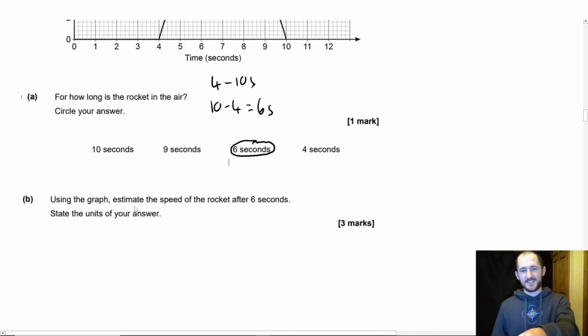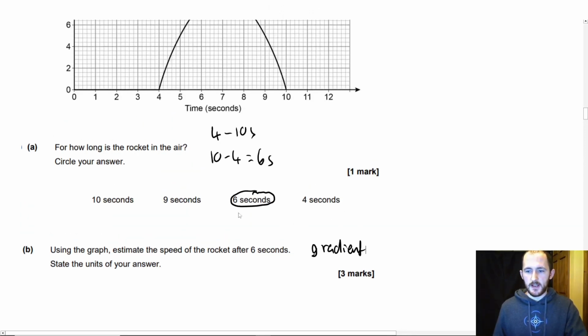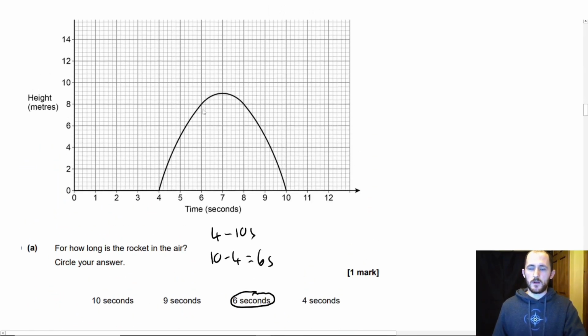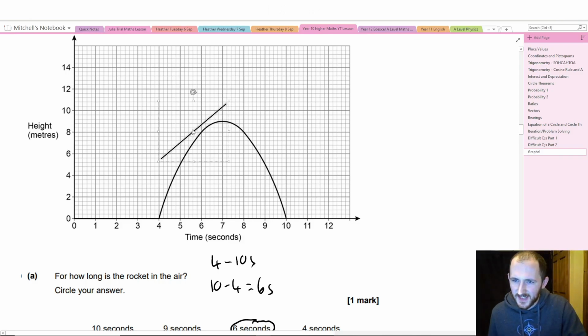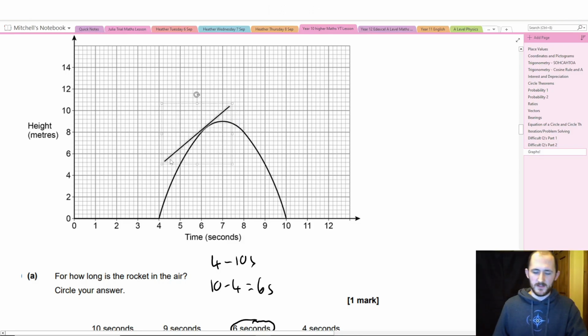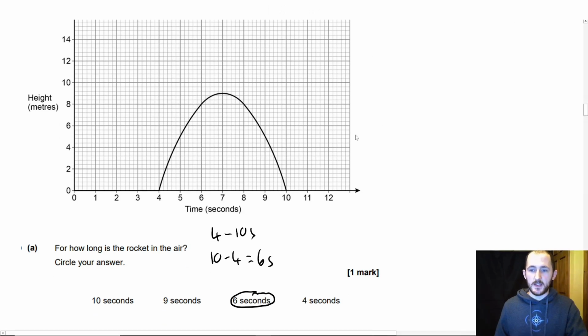However, using the graph, estimate the speed of the rocket after 6 seconds. So remember, speed from a distance time graph is just the gradient. So we need to find the gradient at 6 seconds here. Small confession, this might not work because OneNote sucks. It's not going to work. I'm going to have to draw this freehand. But you're right, it's going to be a tangent.